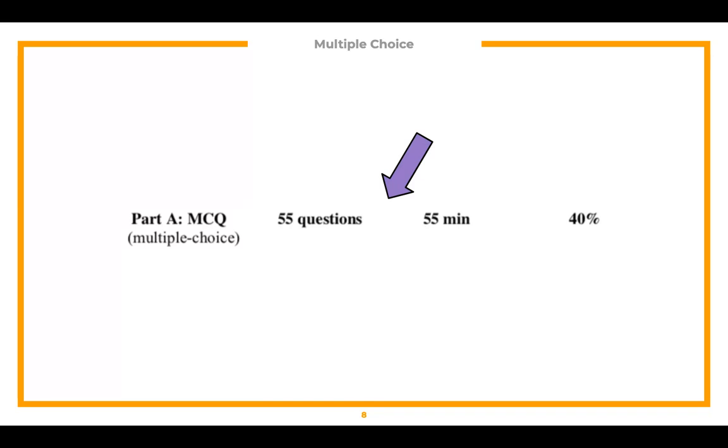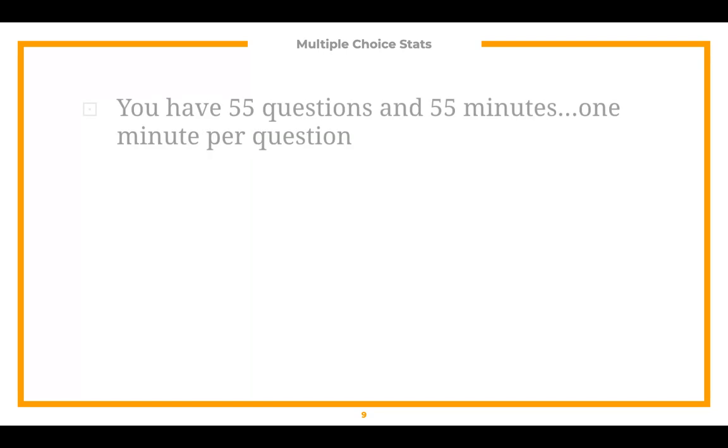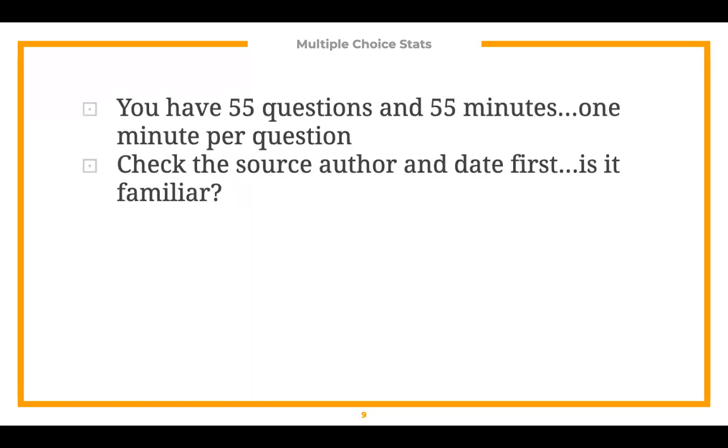So you'll have a stimulus, and then you'll have a series of 3 to maybe 6 questions going with that stimulus, okay? So keep that in mind. We use about a minute per question. But the first strategy I want to give you is to first check the source author and the date. Okay, is it familiar?